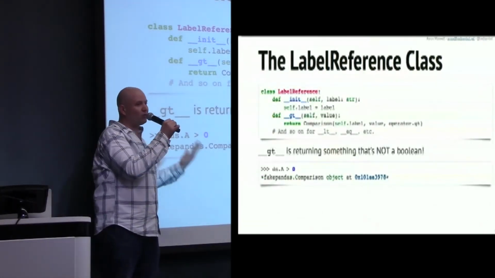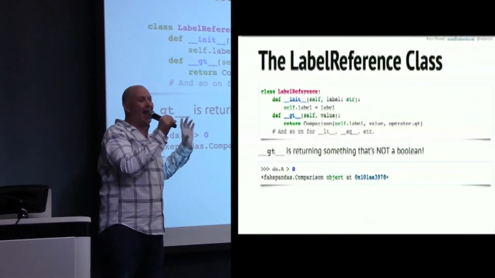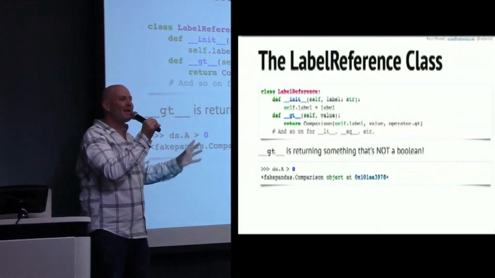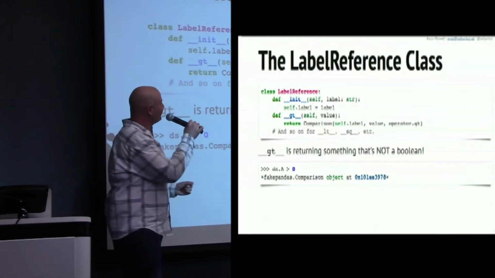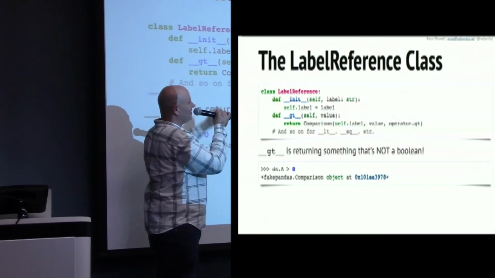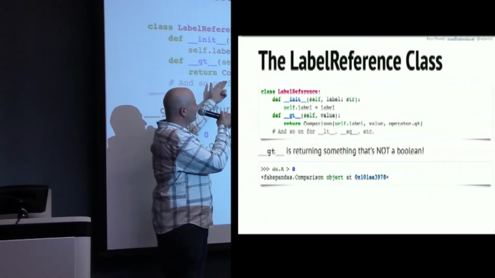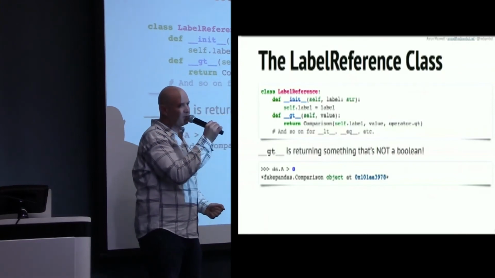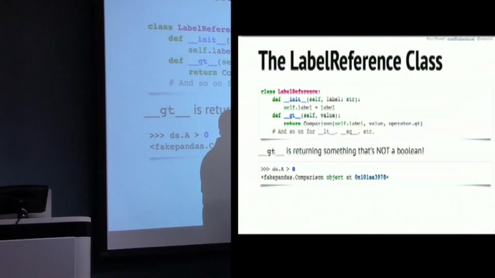Now, we return that label reference class. What's in there? That is where we put our hack. That is where we misbehave and put in a magic method that doesn't do what it's supposed to do. We say dunder greater than, GT method. It returns an instance of something called comparison. Notice the arguments that are passed in. We pass in a label. That's just a string. Value, that's what is being compared to.